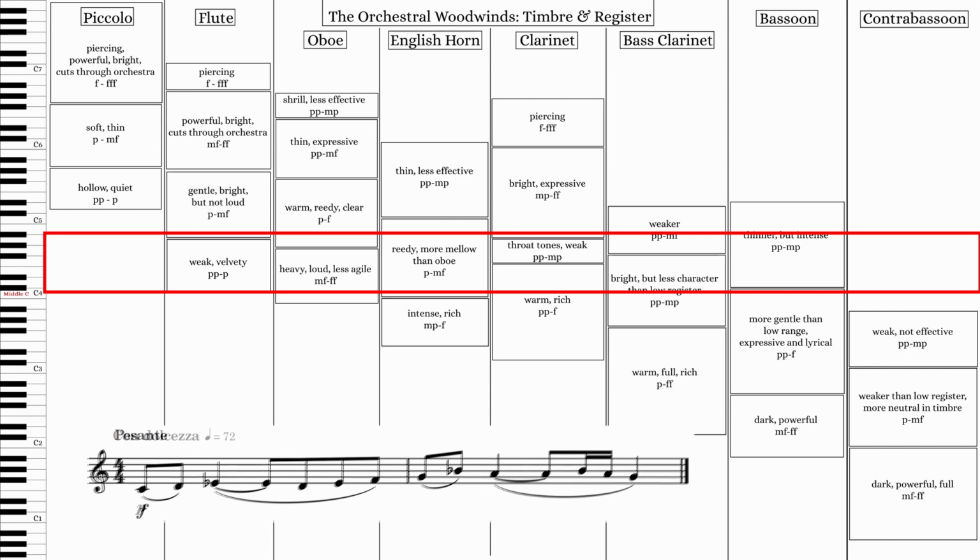On the other hand, if the same melody was written with these markings, oboe might make more sense. I think English horn would still work, but flute probably not, clarinet probably not, and bassoon also no. Let's try another melody.